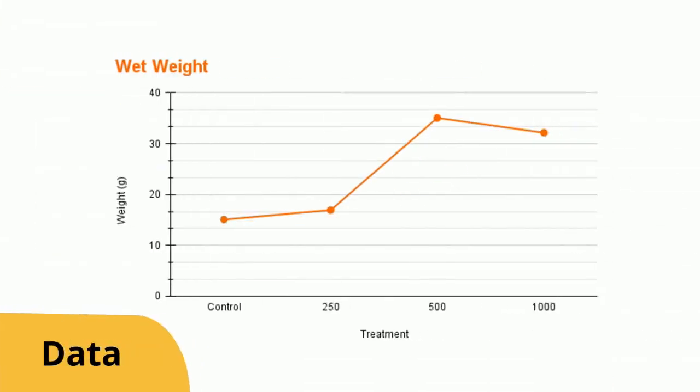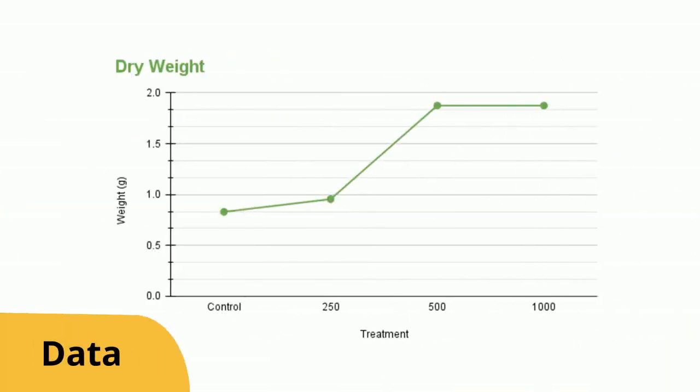Wet weight was recorded first, showing a substantial increase in weight when concentration of ascorbic acid exceeded 250 milligrams per gallon. And then the plants were dried in a dehydrator, and dry weights recorded. The pattern was the same as far as wet weight, with plants treated with 500 and 1,000 milligrams of ascorbic acid producing the greatest biomass.